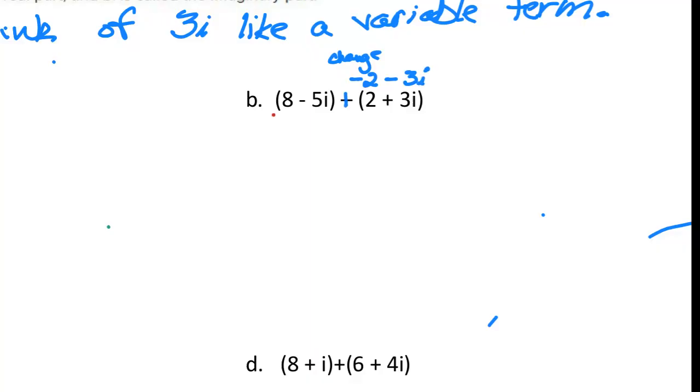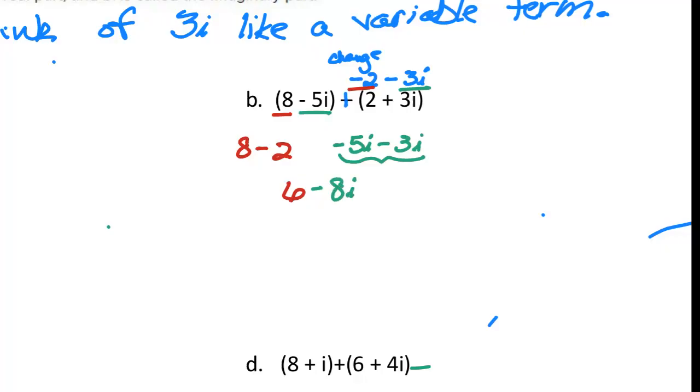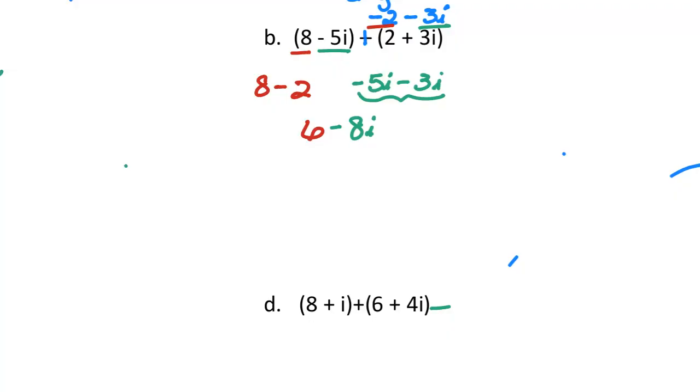So now we are looking at 8 and negative 2. So 8 minus 2. And you always need to check the signs in front. Then we have negative 5i and minus 3i. Put that together. 8 minus 2 is 6. Negative 5i minus 3i is minus 8i. You cannot combine those terms. It's like a whole number and a variable term. So 6 minus 8i is your final answer.